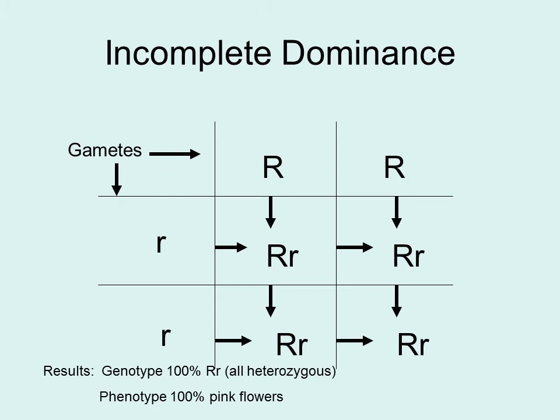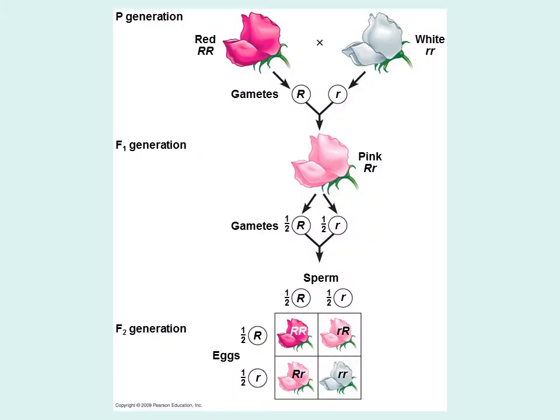So here's the crossing once again. You put one parent across the top, another parent down the side. Bring the columns down, the rows across to determine the offspring. Once again, the genotype 100% big R, little r. Phenotype 100% pink flowers. And here's another chart that is showing this. Once again, the P generation, that's going to be the original parents. The F1 would be their offspring. So like we just said, you cross the red snapdragon with a white snapdragon, you end up with a pink. It's incomplete dominance. Both genes are being expressed.